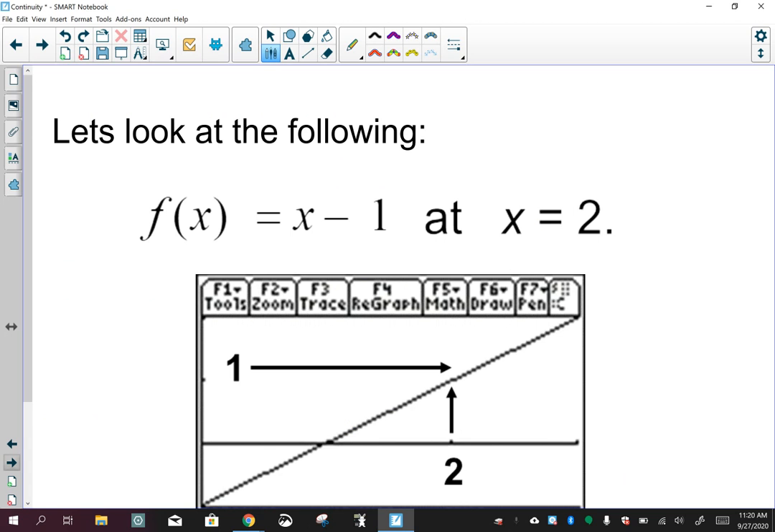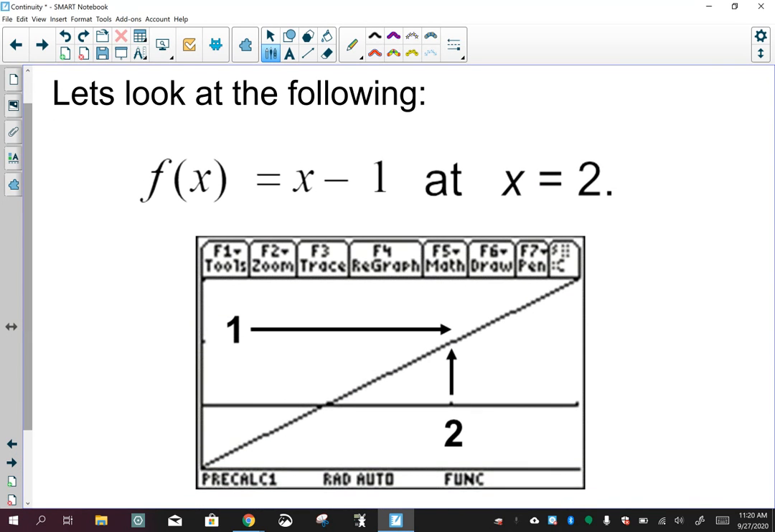So let's take a look at this. I have a graph, f of x equals x minus 1. I want to know, am I continuous at x equals 2? I'm looking at the graph. I've graphed it on my calculator. Yeah, it looks like it. But how do I prove it?